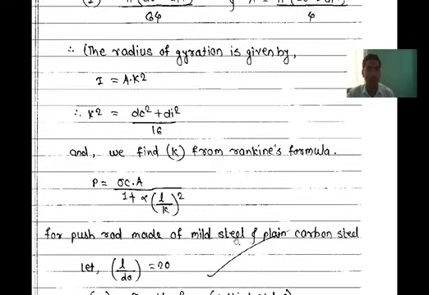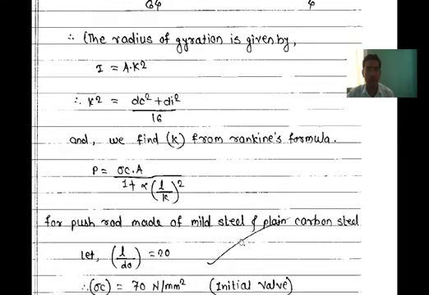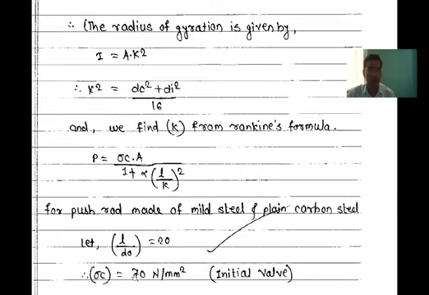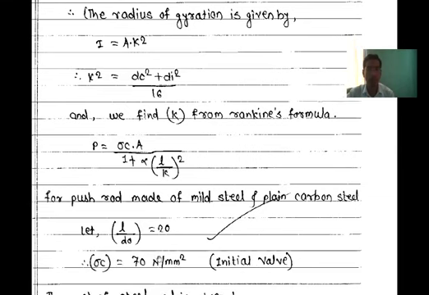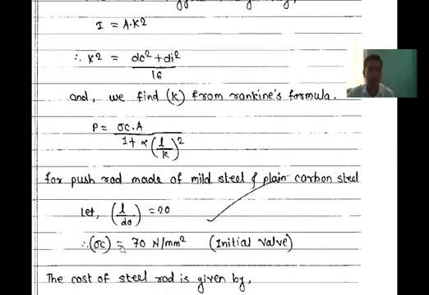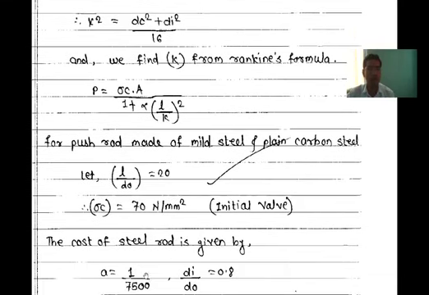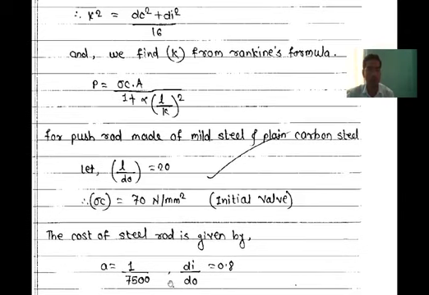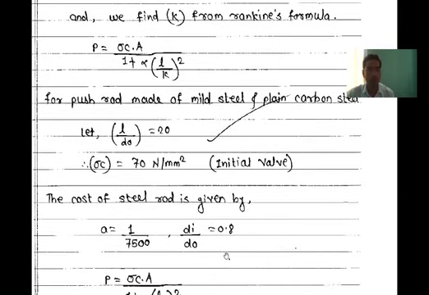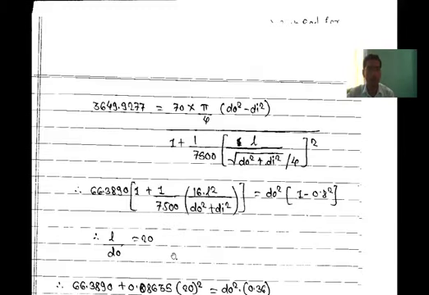Therefore, for a push rod made up of mild steel or plain carbon steel, let L by DO be equal to 20 and sigma C be equal to 70 Newton per mm square. This is the initial value for the compressive stress. The constant alpha is given by A is equal to 1 by 7,500. DI by DO ratio is 0.8. P is calculated by using this formula. Putting all the given values, we have L by DO ratio equal to 20.